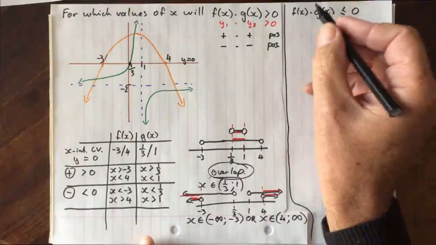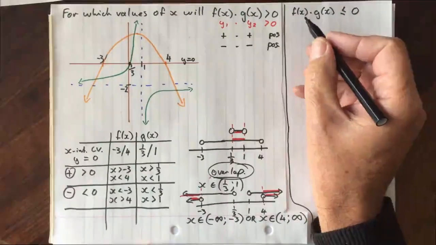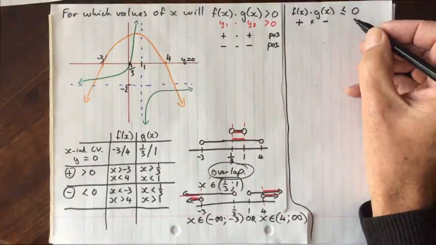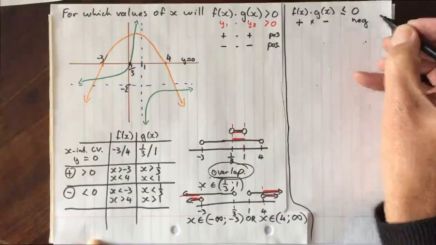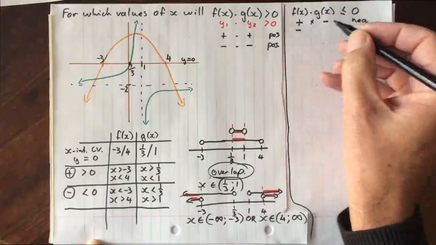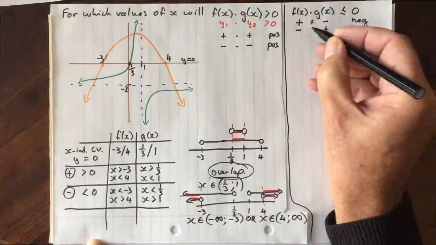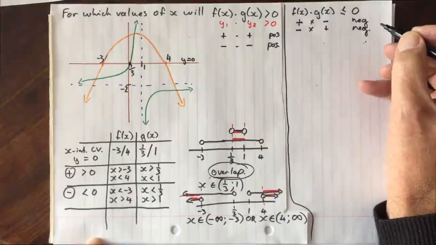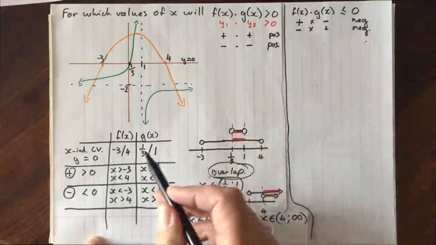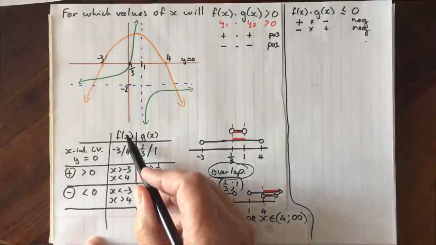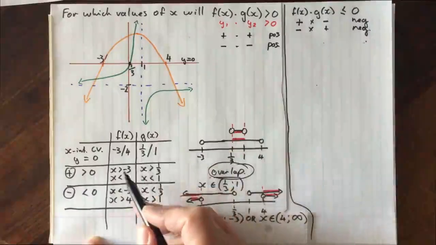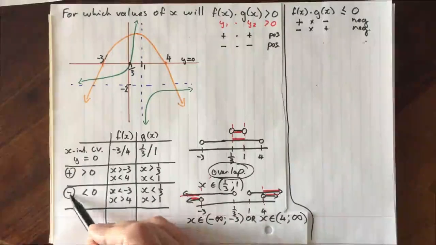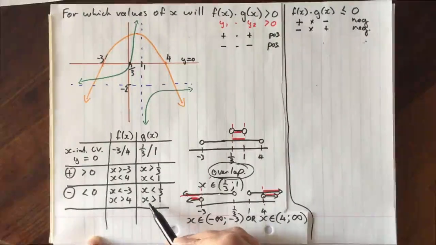Let's just remember, to have a negative number, a positive times a negative gives us a negative value. Or if f(x) is negative and g(x) is positive and we multiply that, we will also get a negative answer. Now, what does that help us? We're going to work through this table and check where f(x), meaning the parabola, is positive and where g(x) is negative. That will give us the solution that we need.